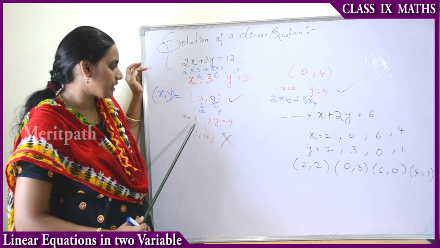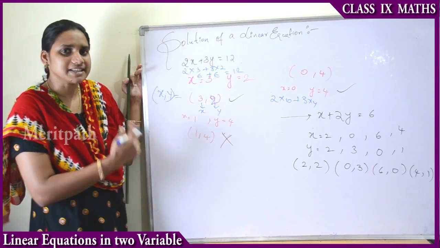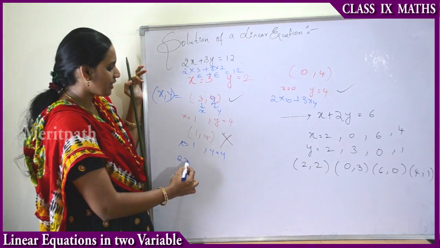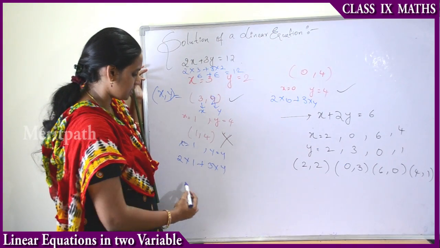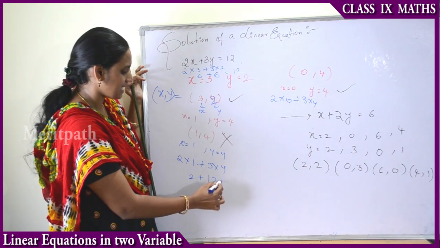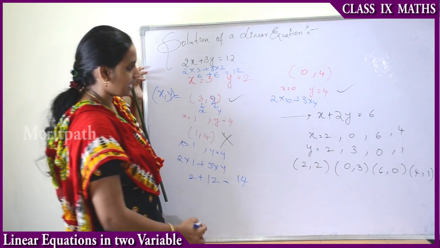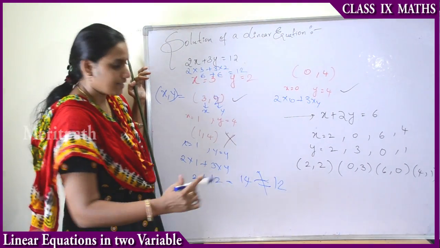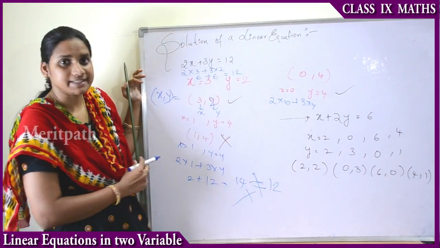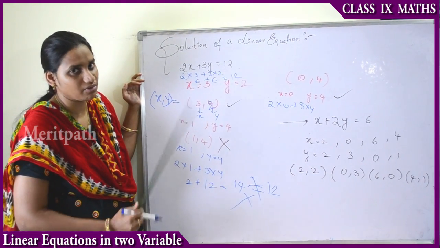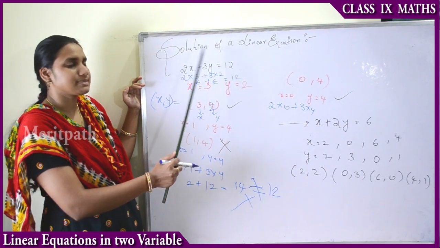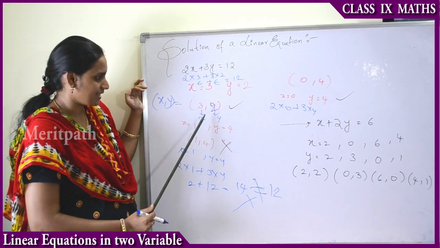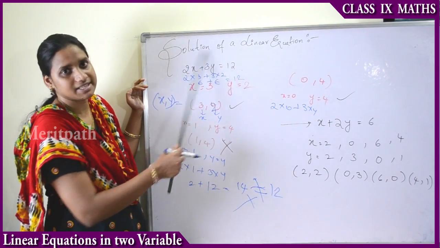Suppose let us take one more set, that is 1 comma 4. Let us substitute x equals to 1 and y equals to 4. That is 2 into 1 plus 3 into 4 equals to 2 plus 12, that is 14. That is not equal to 12. That means the set 1 comma 4 is not a solution for 2x plus 3y equals to 12. Therefore, we obtain two sets, that is 3 comma 2 and 0 comma 4, for this equation.